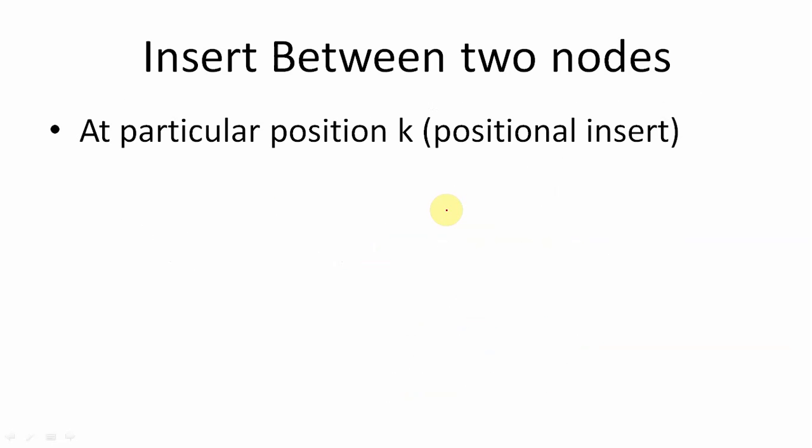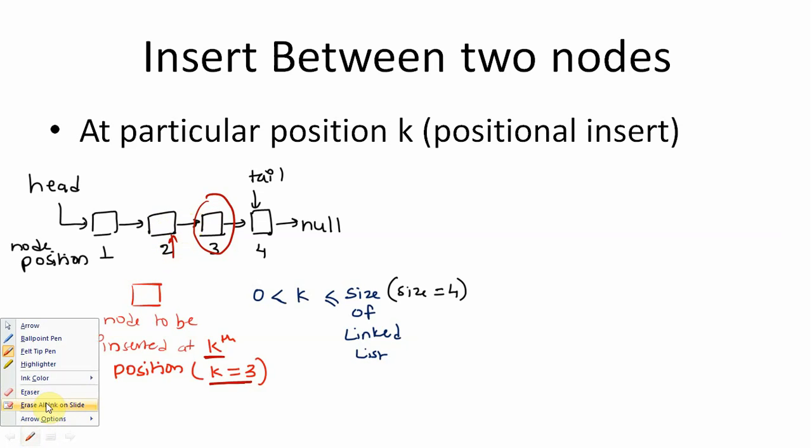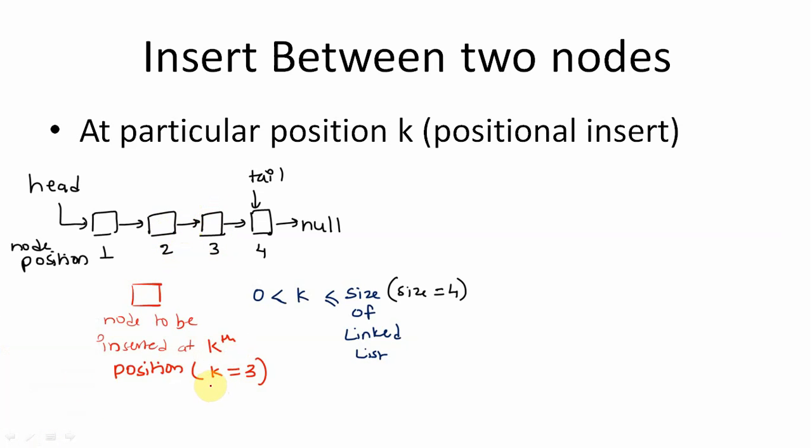Now we'll see the particular position k. If I want to insert at the kth position, now k is 3, meaning I want to insert this node on the third position. So I have to keep track of this and insert in between 2 and 3. In this manner we have to do it, but this k must be greater than 0 and less than or equal to the size of the linked list.